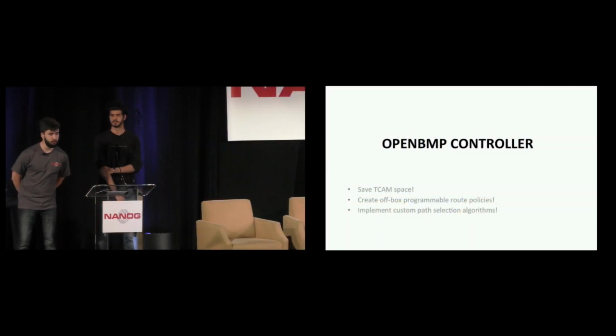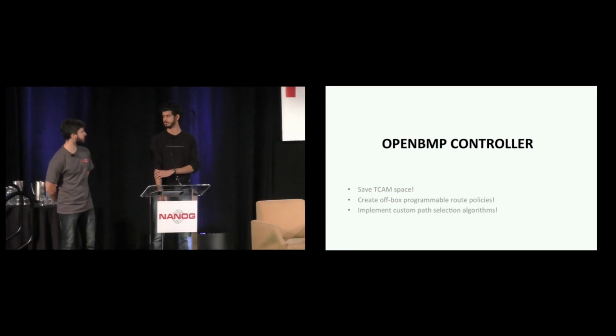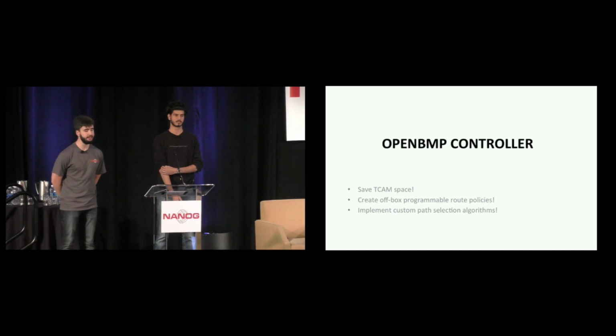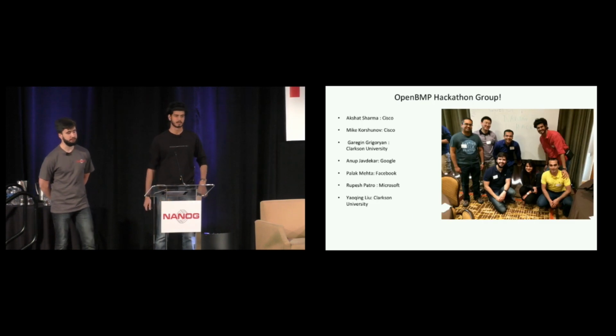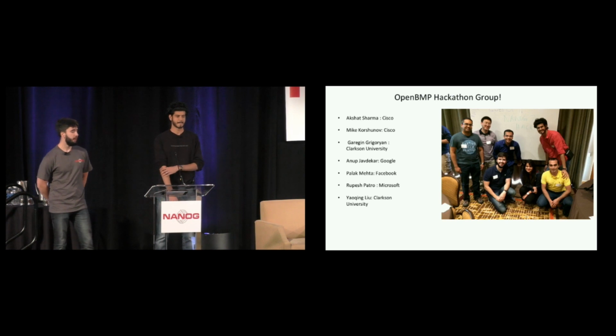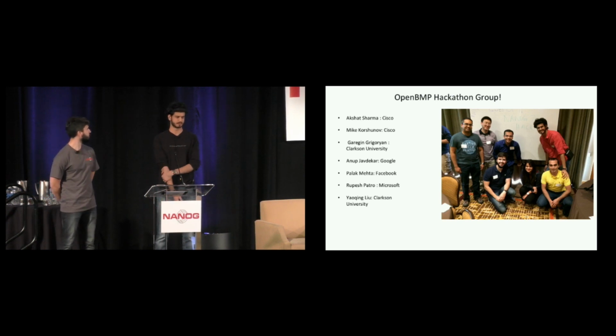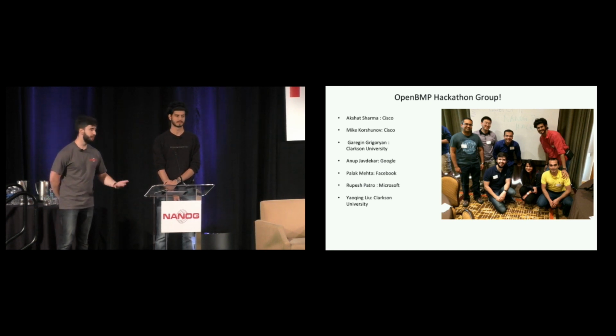Hello, we are the OpenBMP controller team. What are the main use cases for our solution? At first, safety comes space. Second is creating off-box programmable route policies. And after all, custom path selection algorithms. Our team was a collaboration of 7 people from different companies such as Facebook, Cisco, Google, Microsoft, and Clarkson University. Here's a photo of our team and what we did on the next slides.